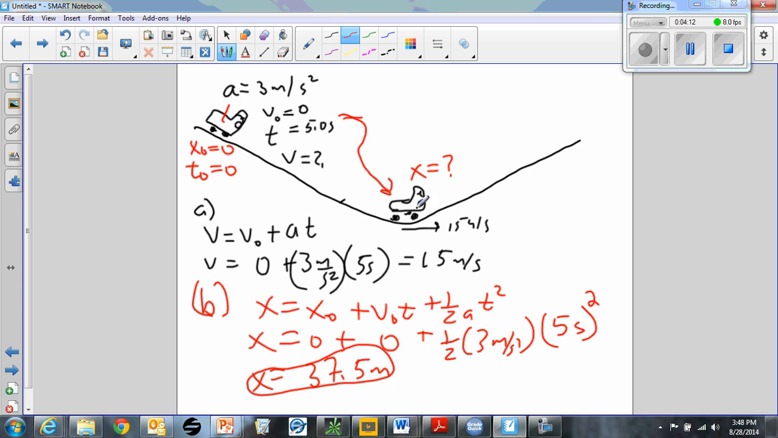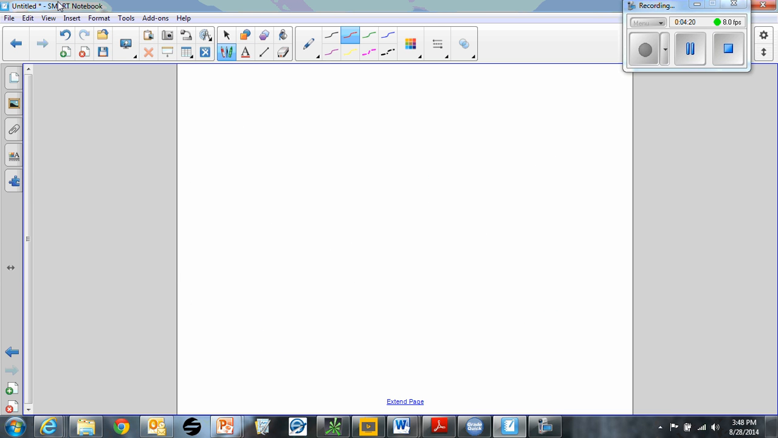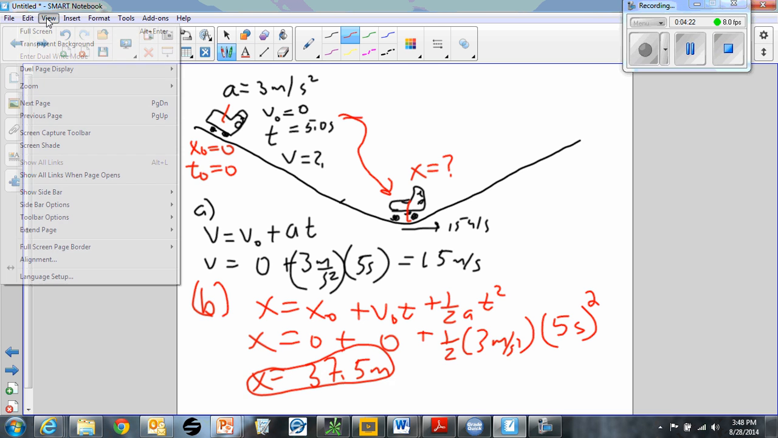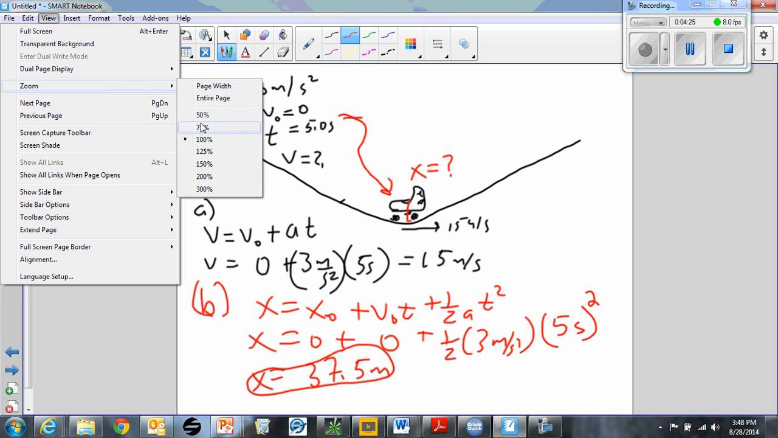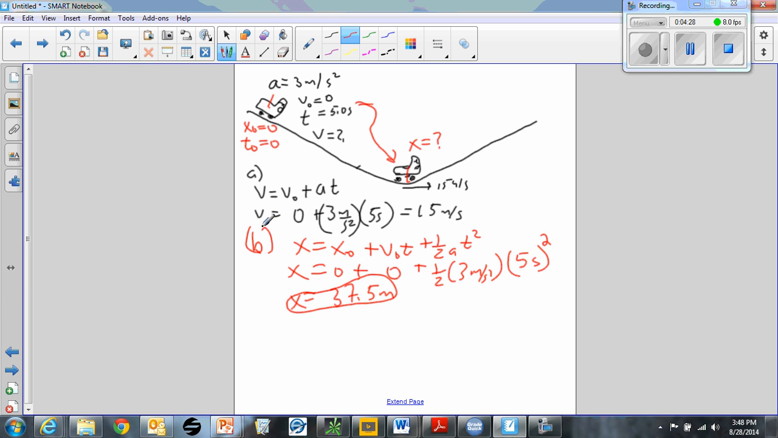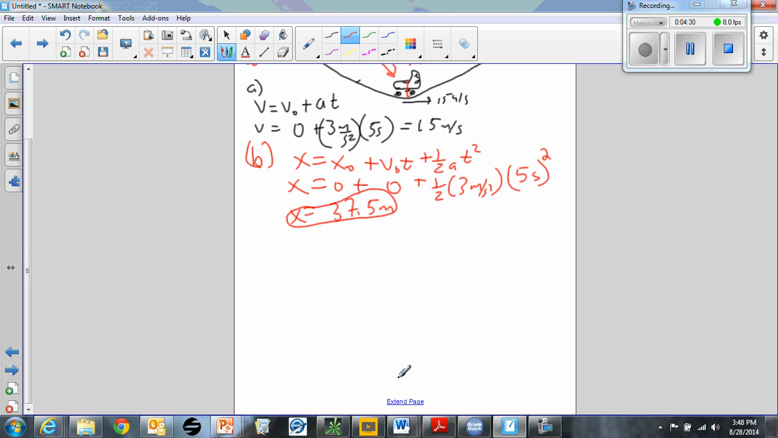So from here to there has to be 37.5 meters from the information I got. Let me make this a little bit larger page. There we go. Okay, so what's the next part? The next part says the car's at the bottom of the hill after 5 seconds. It begins to climb up a hill. The new acceleration is. So let's do this in green. This is C. The new acceleration is negative 5.0 meters per second squared.